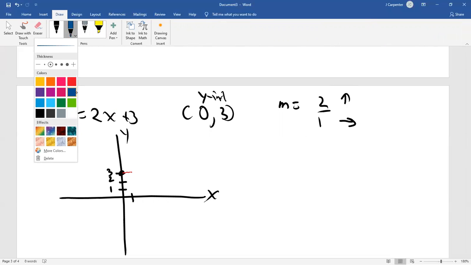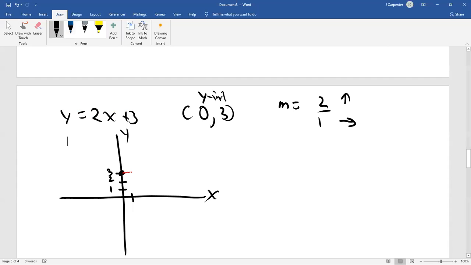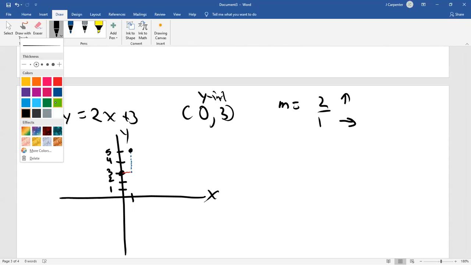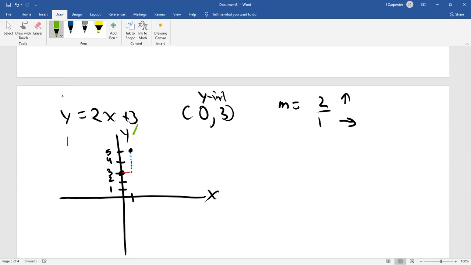and then we go up 2. Now I need to mark 4 and 5 on this to be able to go up 2. So up 1, up 2. So right 1, up 2. There's our second point. Then we can connect them with a line. Nope, that's going to be bad. Let's try again. There we are. And there's our line. That arrow is a little ugly.